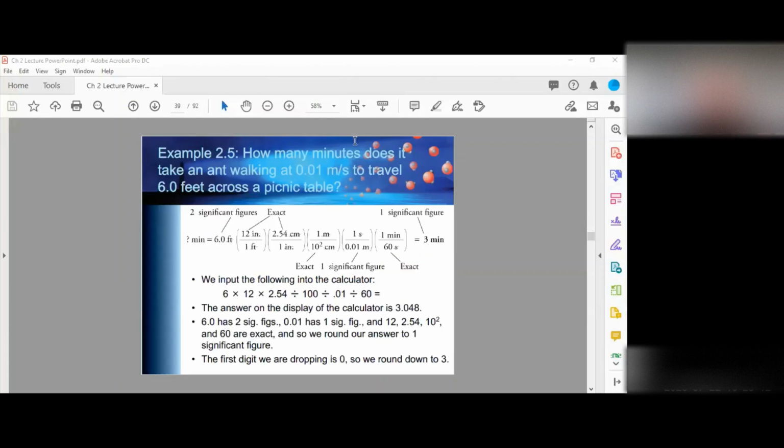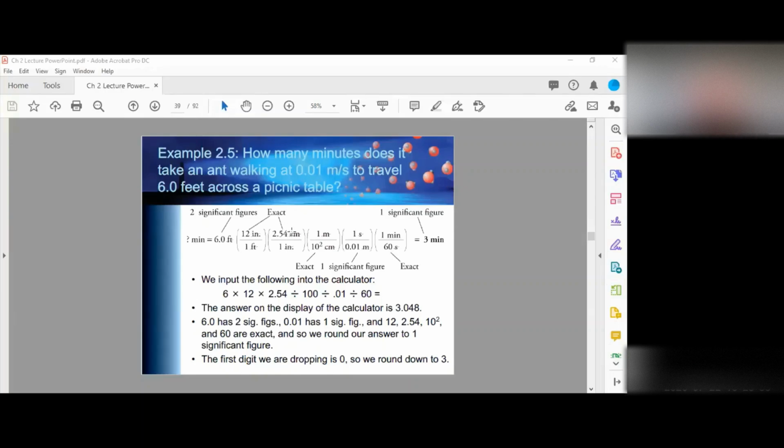So this setup has multiple values. Some of them are exact, some of them are measured. Where are the exact values and where are the measured values? The measured values obviously are the 6 feet. The measured value is also the 0.01 meter per second. So the speed is a measured value, and the distance is also a measured value. Everything else, that is 1 foot equals 12 inches, 1 inch equals 2.54 centimeters, 1 meter equals 100 centimeters, 1 minute equals 60 seconds, is exact.